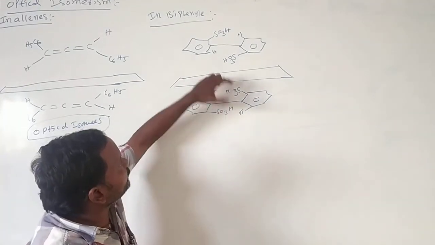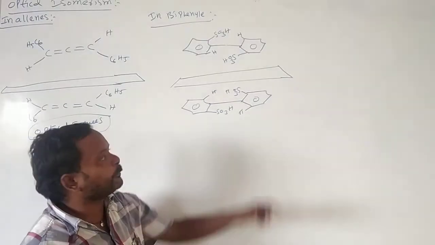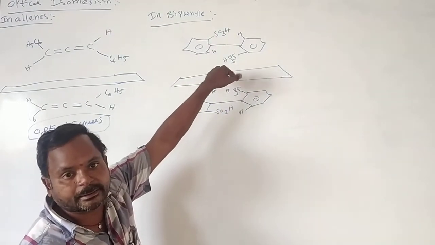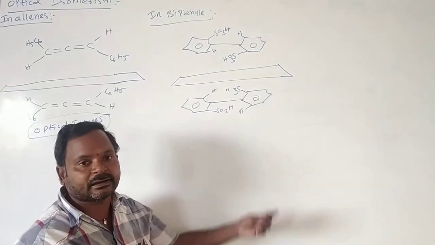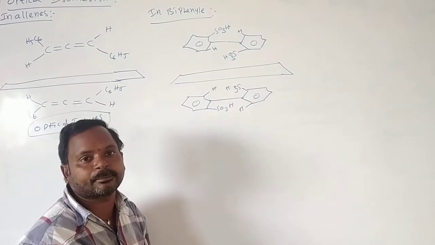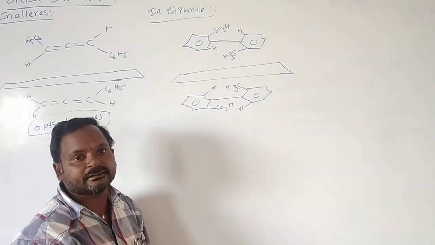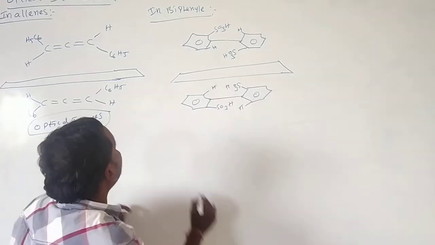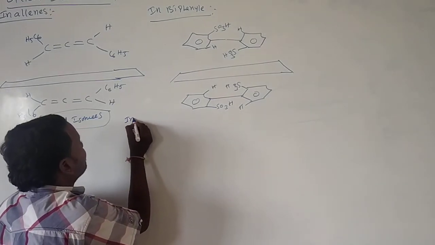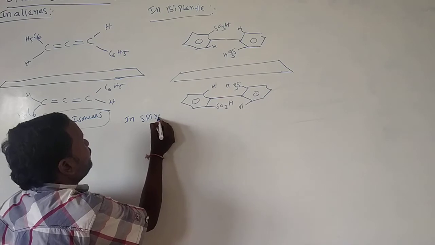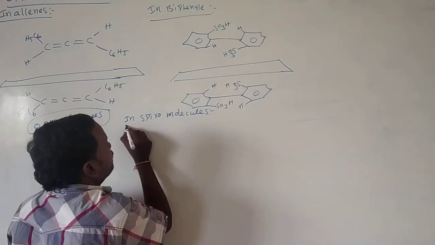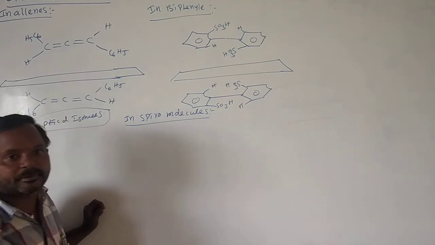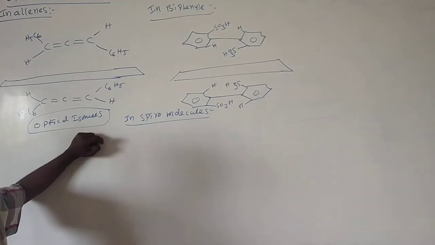Okay, one is the mirror image of the other, and both are non-superimposable mirror images. These are also considered optical isomers, enantiomers. These also rotate plane polarized light. Then we will see optical isomerism in spiro molecules.